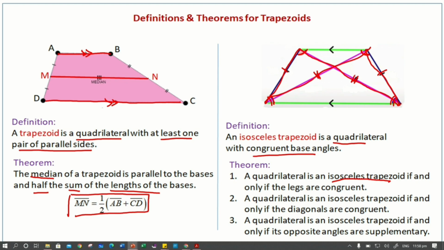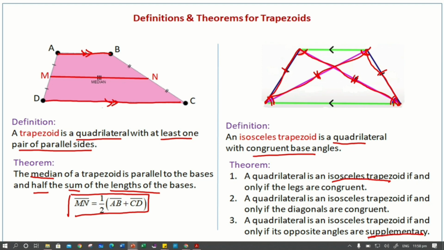And for theorem number 3, a quadrilateral is an isosceles trapezoid if and only if its opposite angles are supplementary. Let's take again the word supplementary, meaning the sum of the opposite angles in an isosceles trapezoid is equal to 180.